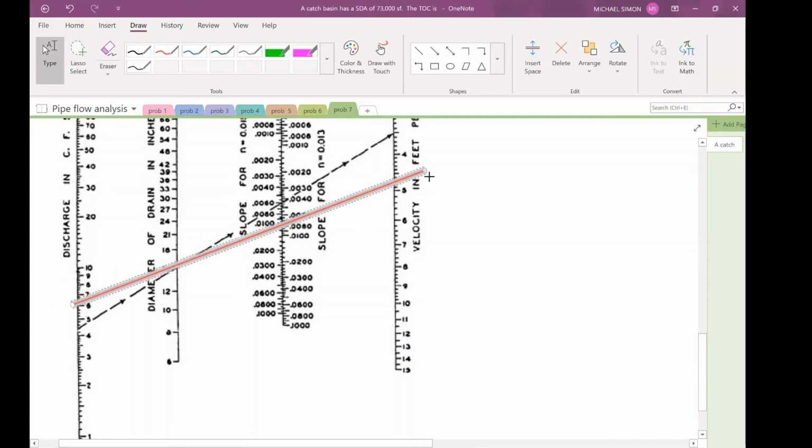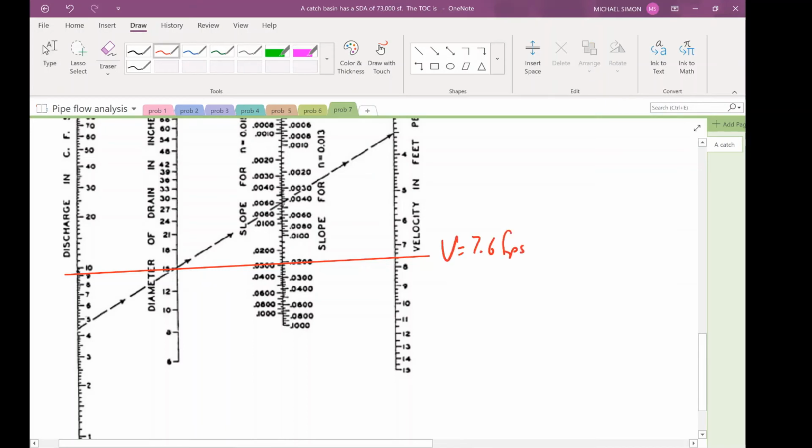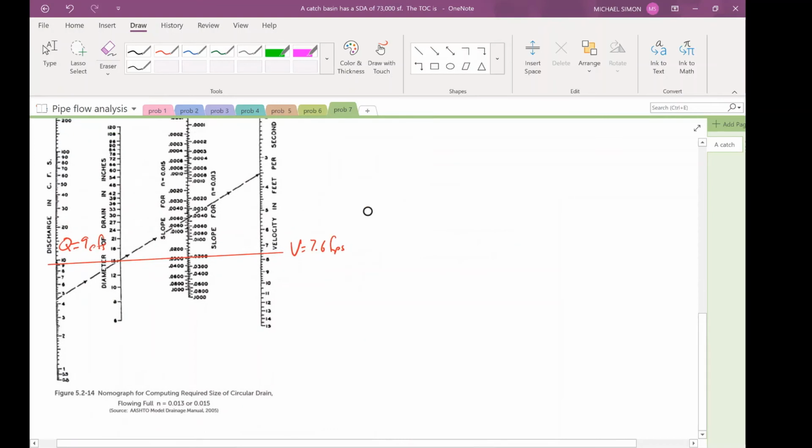15-inch diameter. Slope of around 0.02. And that gives me a velocity of 7.6. V is equal to 7.6 feet per second, holding that slope of 0.02. And now the Q is equal to around 9 CFS. So by changing one parameter, it really changes how the entire pipe is going to function.